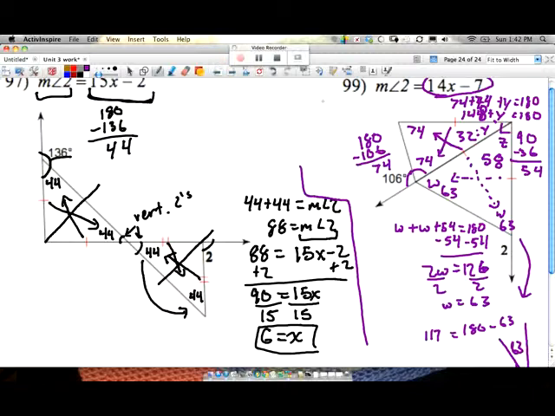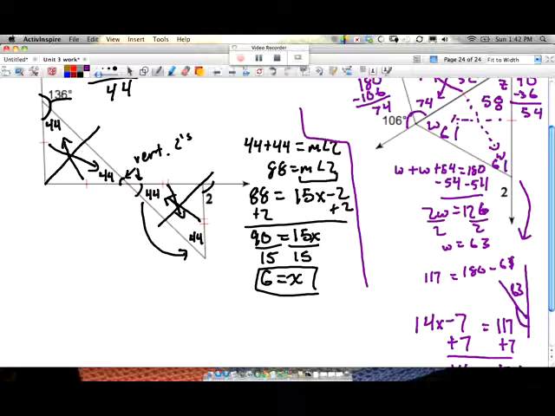And these are not 63. They're 61. There's so many changes happening. So this is 61, and that's not 117, that's 119. All right. Now we're ready because these numbers will come out better. 119 plus 7 is 126.